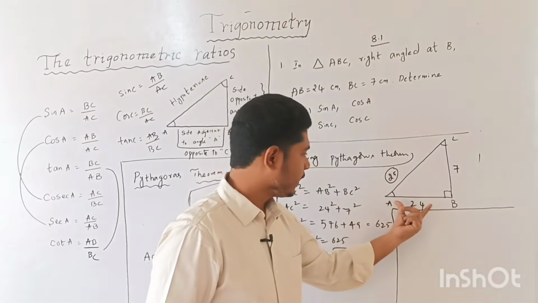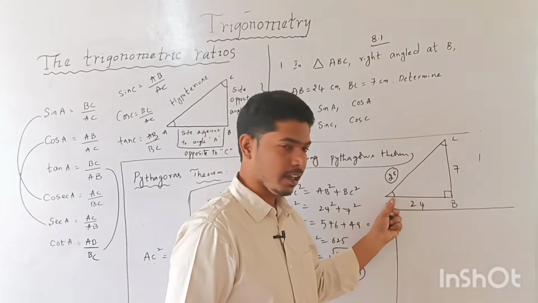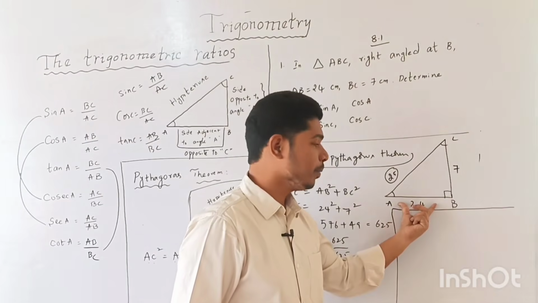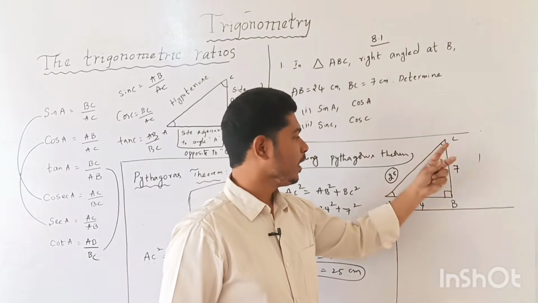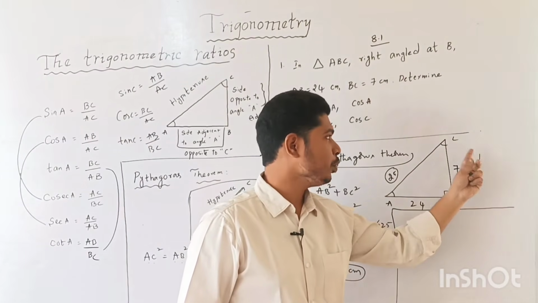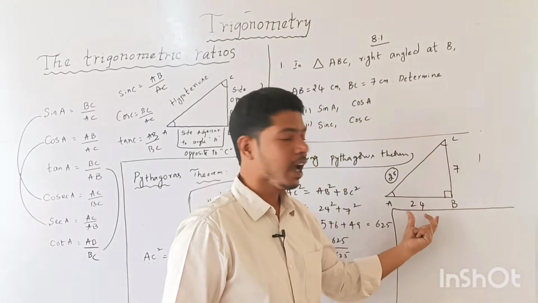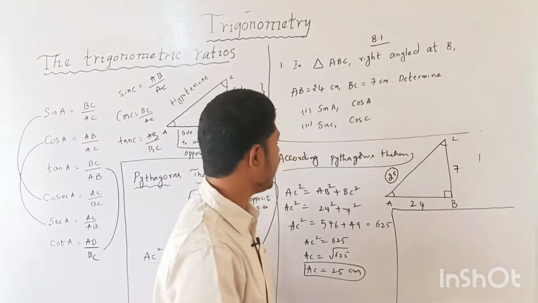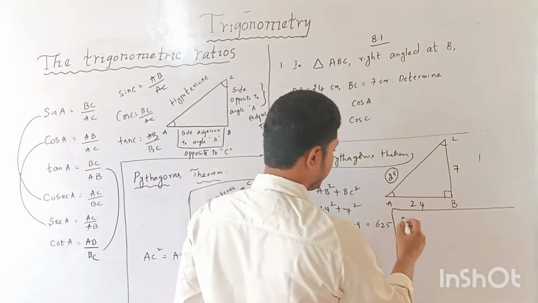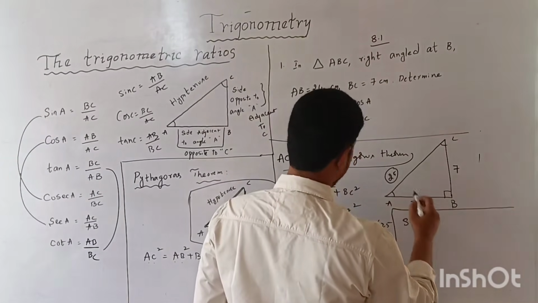See, this is adjacent to angle A, and this AB becomes opposite to angle C. This BC is adjacent to angle C, and this same BC is opposite to angle A. See, now what we have to find is sin A.